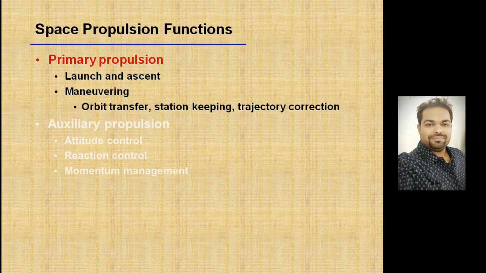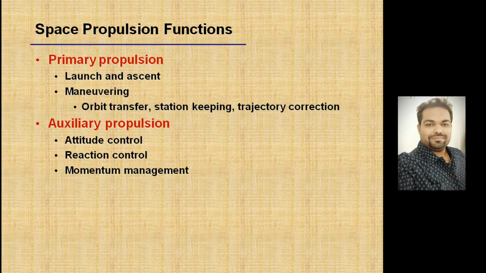If it is going to deviate from its planned flight path, then it should be corrected with the help of a small space propulsion device. Auxiliary propulsion is particularly required for attitude control, reaction control, and momentum management. For that purpose, basically space propulsion devices are being used.